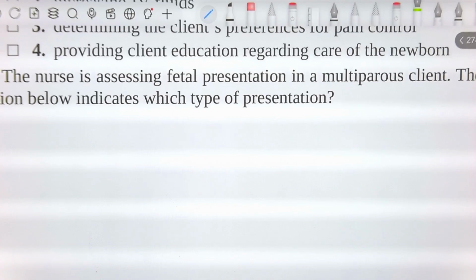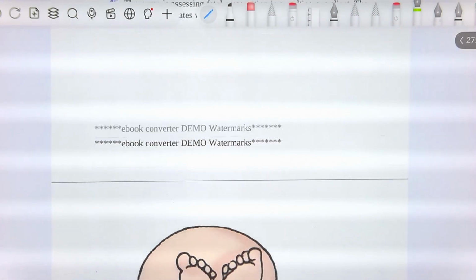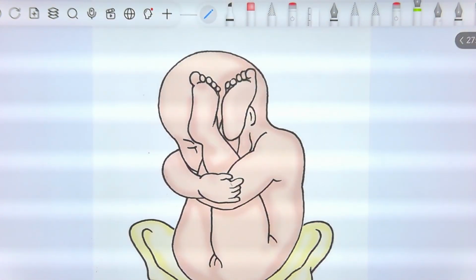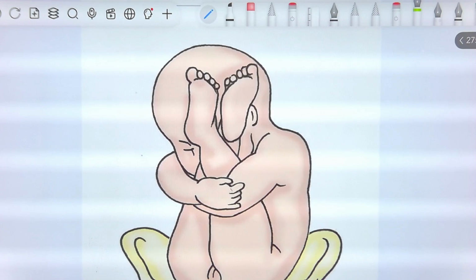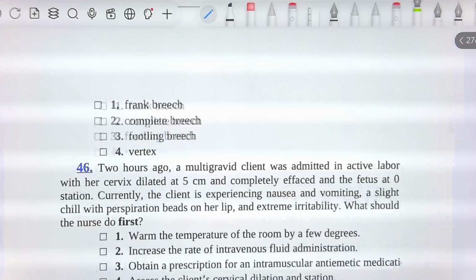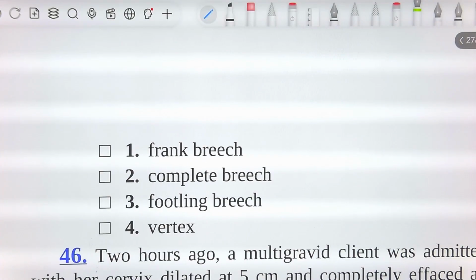Now let's read the next question. The nurse is assessing fetal presentation in a multiparous client. The illustration below indicates which type of presentation. So look at this image. This shows which type of presentation. So you have four options: frank breech, complete breech, footling breech, vertex. So the most common breech presentation is frank breech.